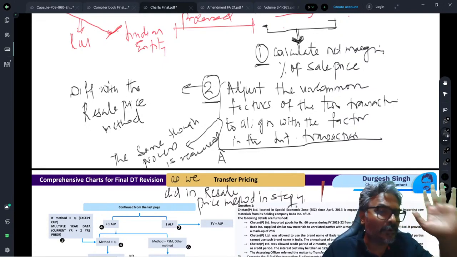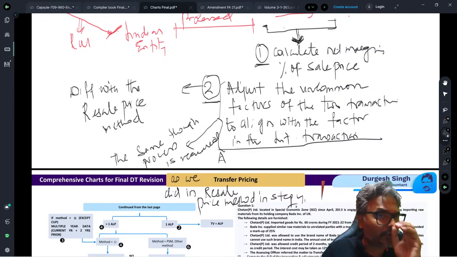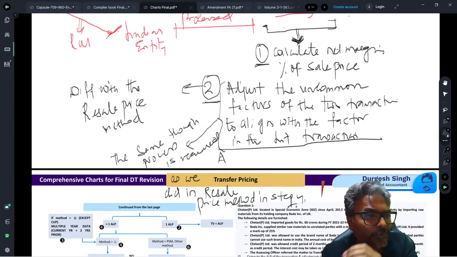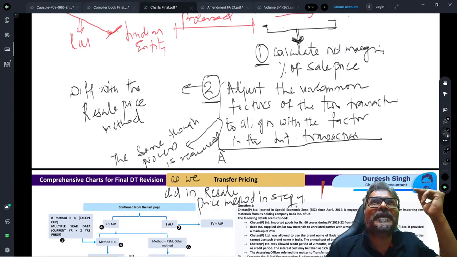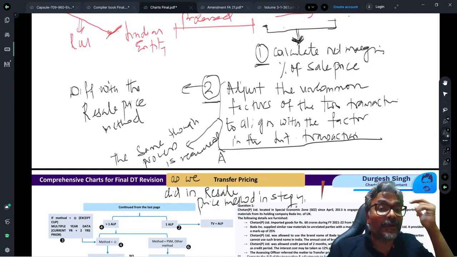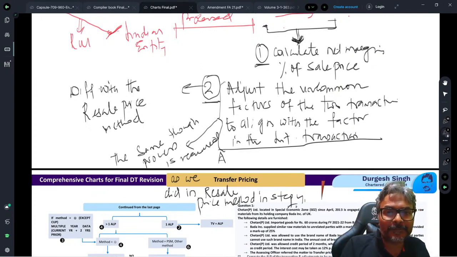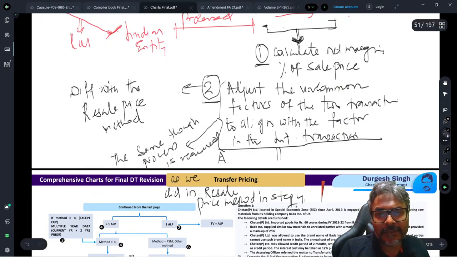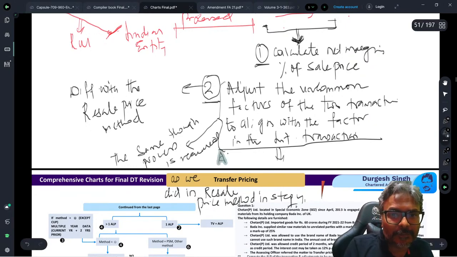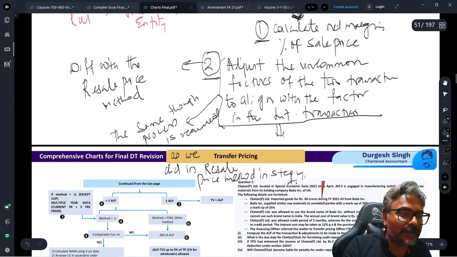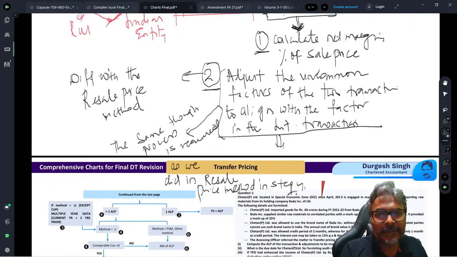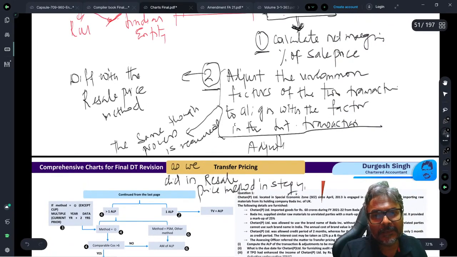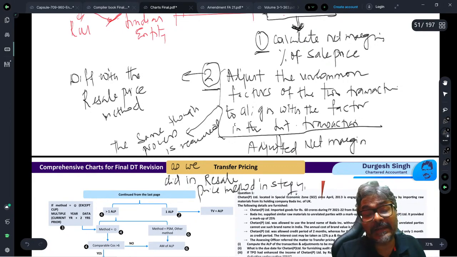Is that clear to all of you? This thought process will be in step number 2 versus in the resale price method, it will be in step number 4. I hope that all of you are clear with this one. Now, this will give you what, students? This will give you the adjusted net margin percentage. Now, this you should get as a percentage of sale.